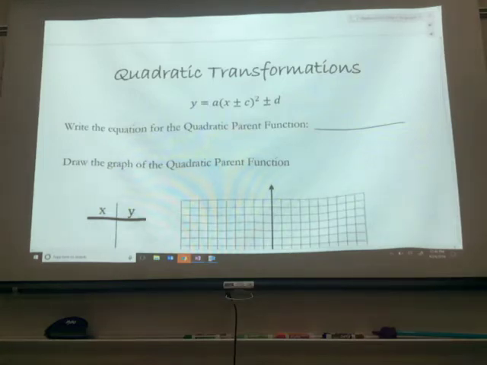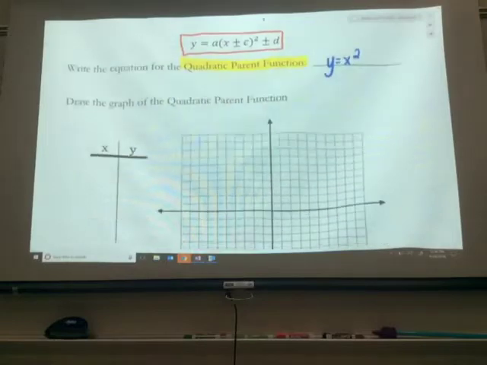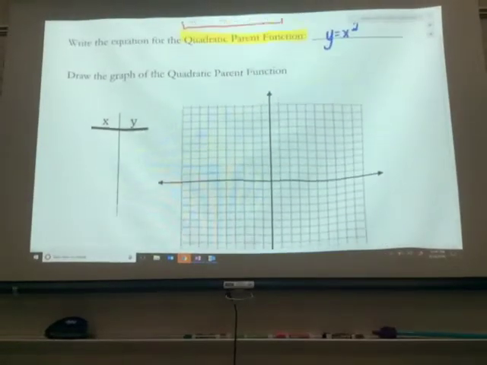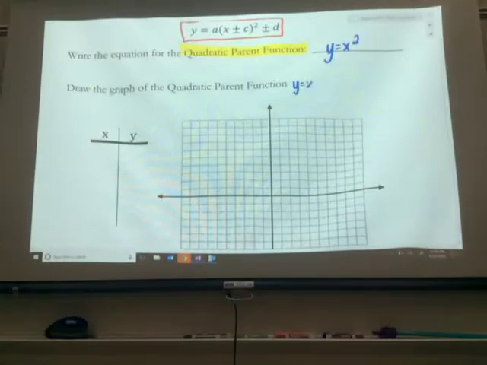Okay, now we're going to focus on quadratic transformations. This is the formula we've used all year long, even with linear equations. We've got an A, a C, and a D. We don't care about the B because A and B work together. But ultimately, we need to be able to identify our simple parent function, which is our quadratic parent function. It's the littlest quadratic function we have possible. So it's going to be y equals x squared. The reason it's a quadratic is because of that square. Okay? Now, this asks us to draw the graph of the quadratic parent function, meaning y equals x squared.